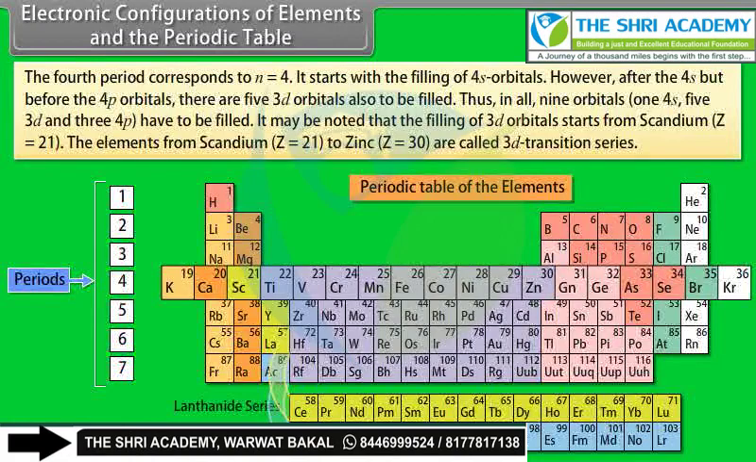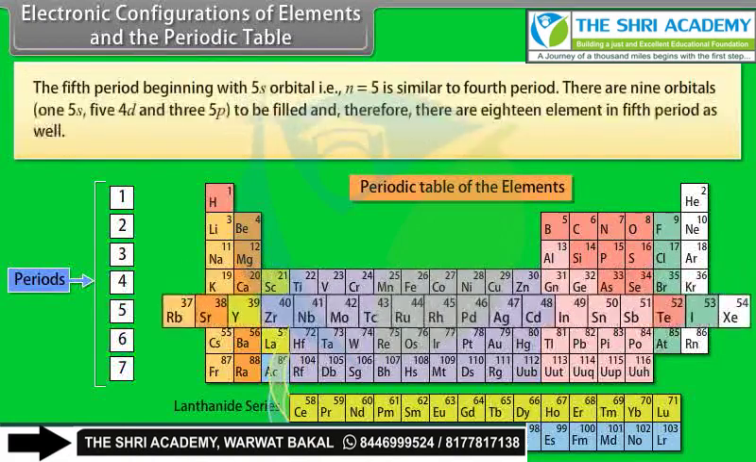3d transition series. The fifth period beginning with 5s orbital, that is n equals 5, is similar to the fourth period. There are 9 orbitals, one 5s, five 4d and three 5p to be filled, and therefore there are 18 elements in the fifth period as well.